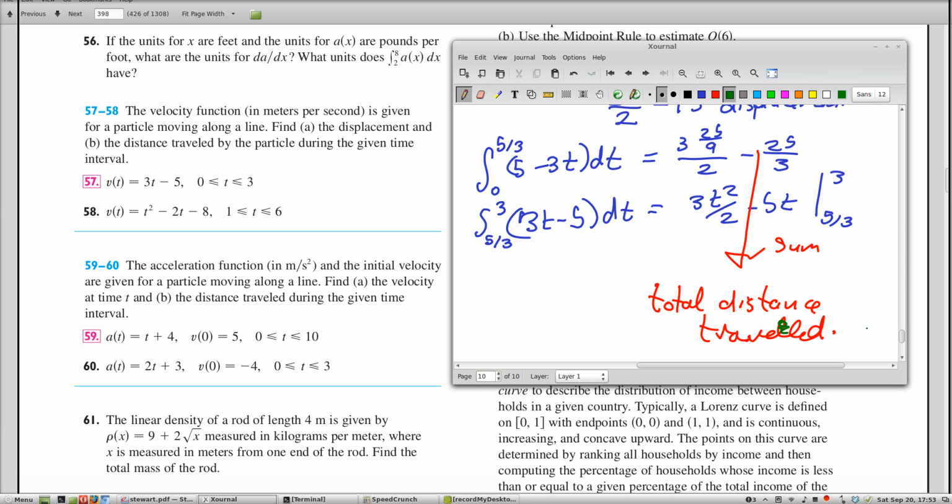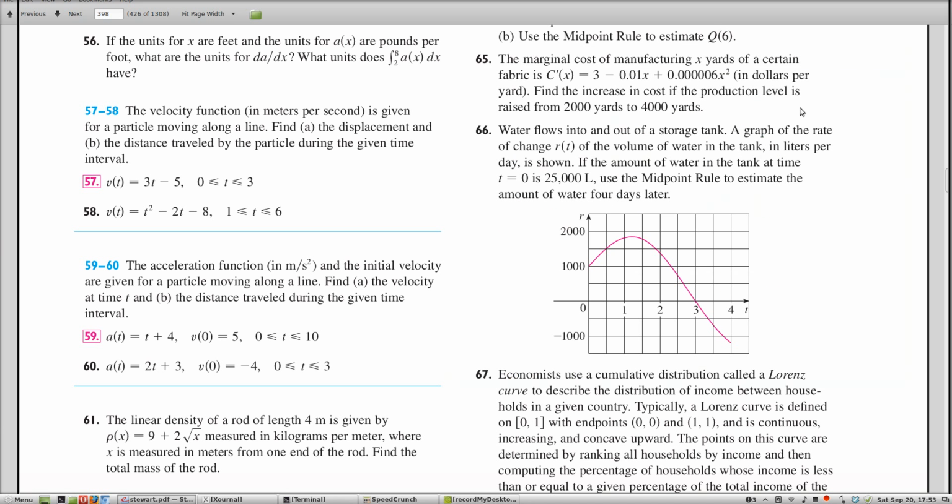Okay, so that's it. And what else have they got here? Oh my god, linear density. You know what, I'm feeling kind of tired. You should be able to do this linear density problem, but I'm too tired to do it right now. I'm going to skip it and pause the video for a while.